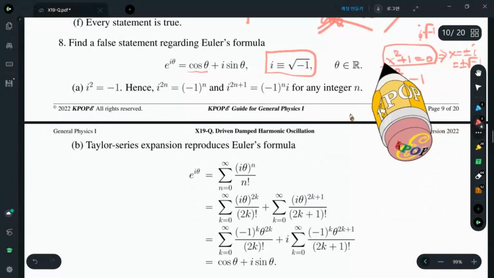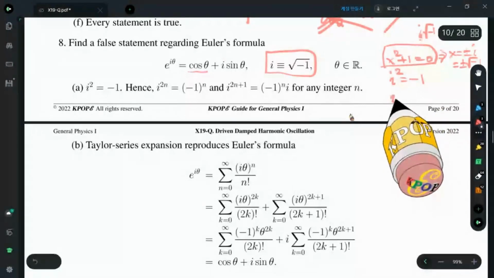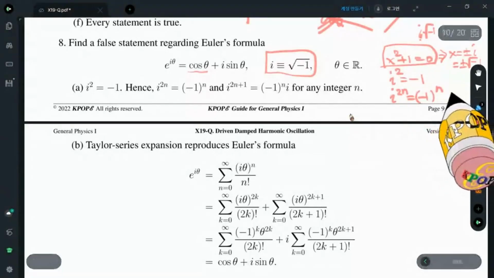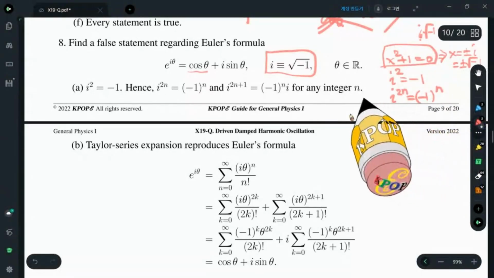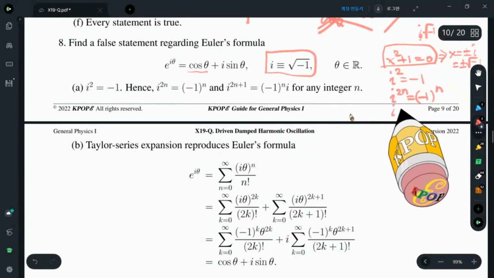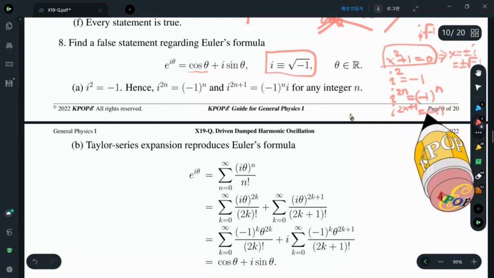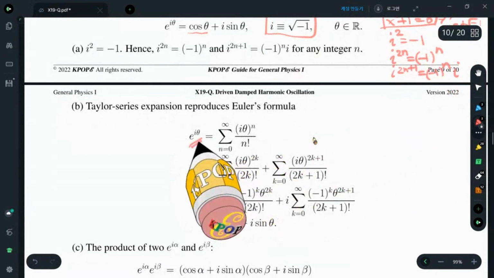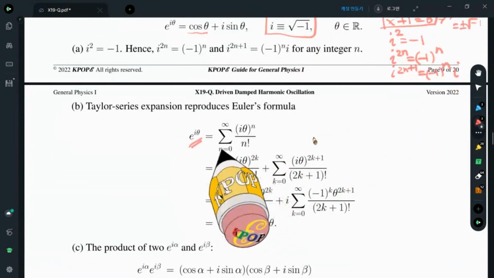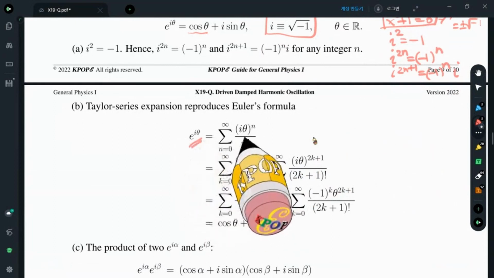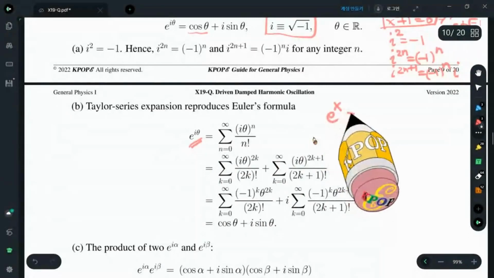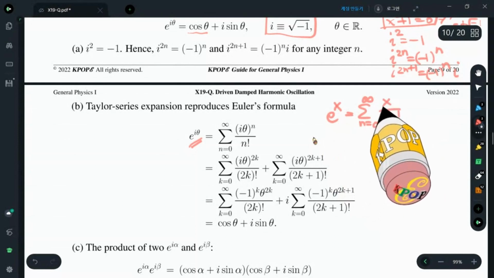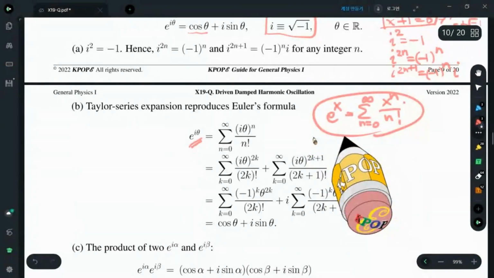In either way, we have i squared equals minus 1. Because of this quadratic equation, even powers of i are minus 1 to the n. It flips the sign, plus 1, minus 1, plus 1, minus 1. And if I multiply i one more time, it is i to the 2n plus 1, that is minus 1 to the n, times i. Why don't we sum this by making use of the Taylor series expansion? And this expansion is e to the x equals the sum from n equals 0 to infinity of x to the n over n factorial. We learned this in an earlier stage.